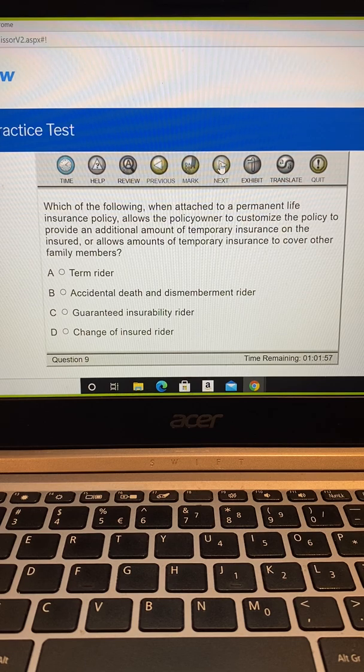So, read that question out loud to me. Which of the following, when attached to a permanent life insurance policy, allows the policy owner to customize the policy to provide an additional amount of temporary insurance? Start right there. How long did it take you to read that? Not long. All right, 7 seconds. That's how long it should take you to answer this question. As soon as you hit the word temporary, click term rider, and you don't even have to read the rest of them. Okay.